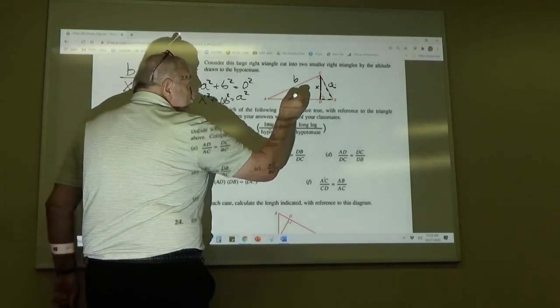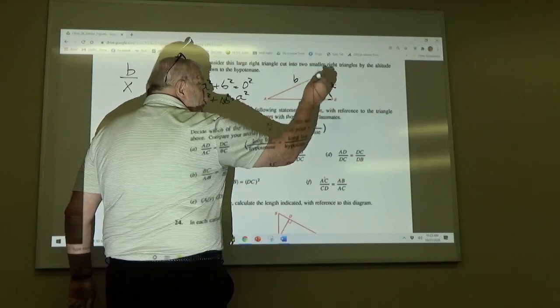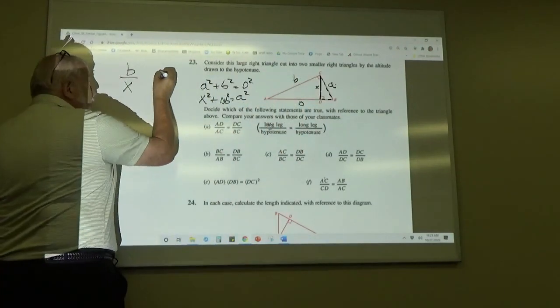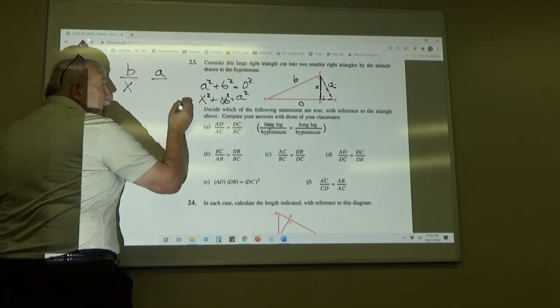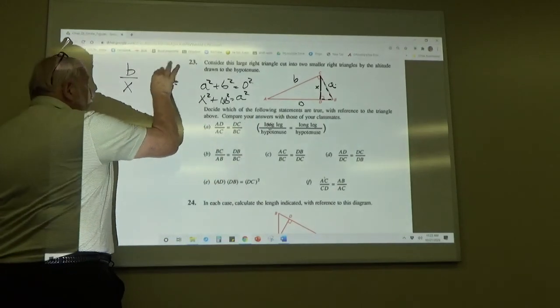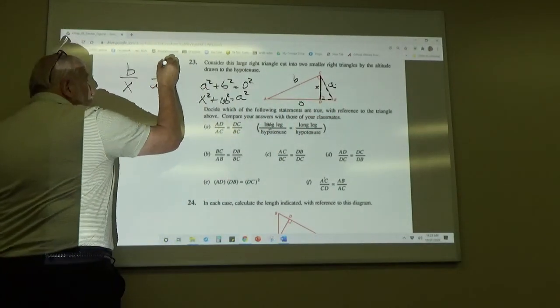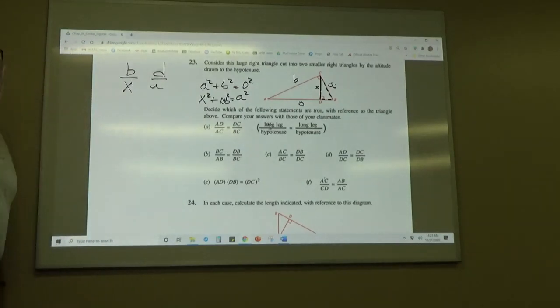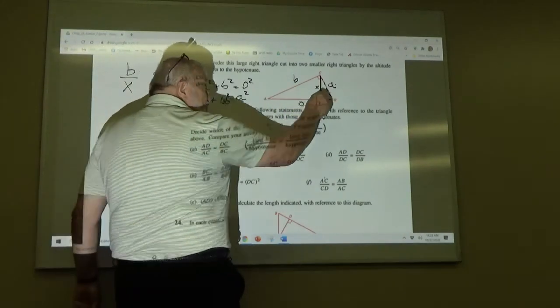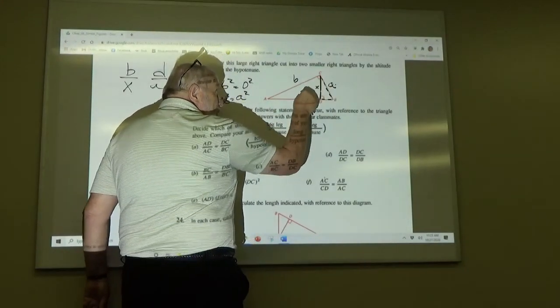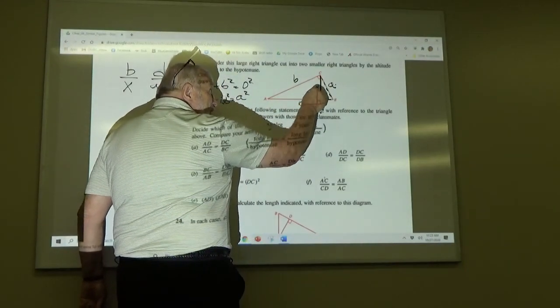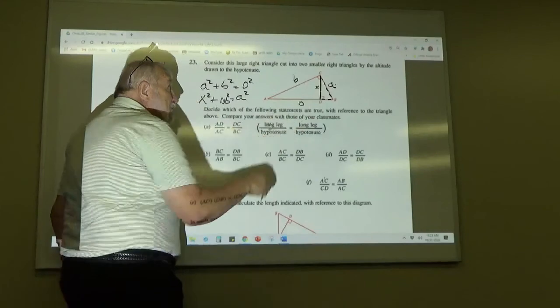And then in the small triangle, A is the hypotenuse, and, oops, sorry, it should go on the bottom. A goes on the bottom, and in the large hypotenuse, D is the hypotenuse, the large triangle. So those relationships go together. All right? But in this one, over here, the X is related to the shorter length.